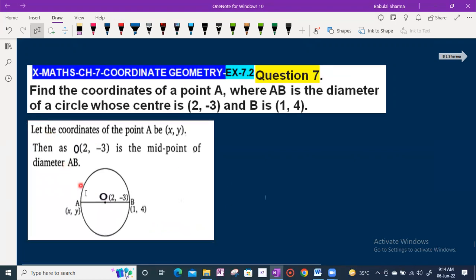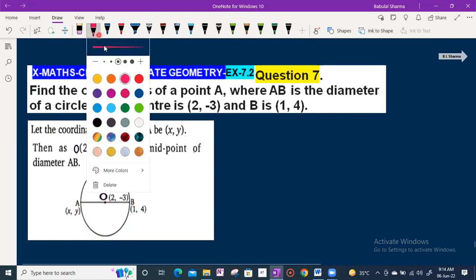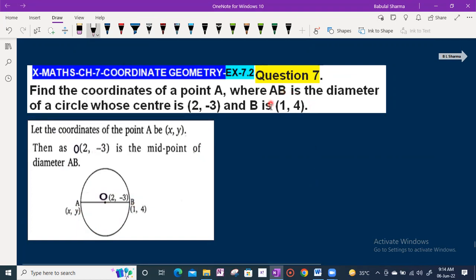This is the circle with center O. The coordinates of O are (2, -3). So the coordinates of the center O of the circle are (2, -3), and AB is the diameter. This is A and this is B. The coordinates of point B are given, that is (1, 4). And we have to find out the coordinates of point A.